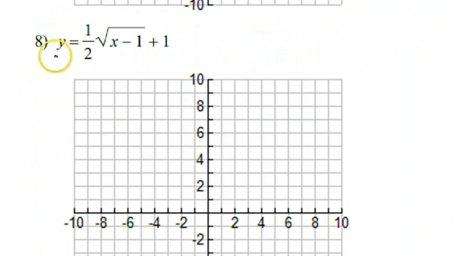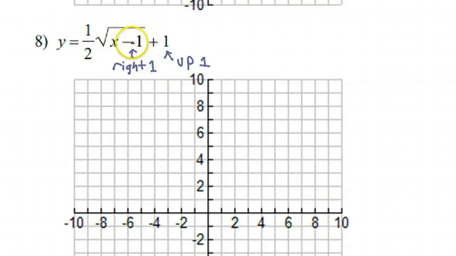Alright, so we'll be careful. Number 8 has an a value, so we will make a table of values for that one. But let's describe the transformations first. This positive 1 on the outside is going to be a translation up 1. This negative 1 on the inside is going to move the function right 1.